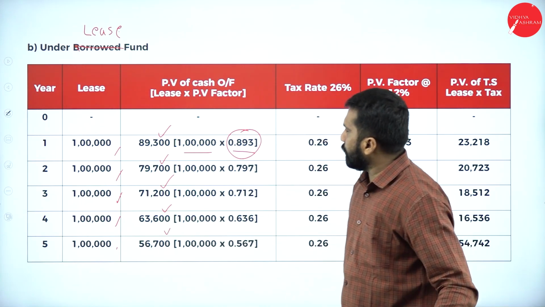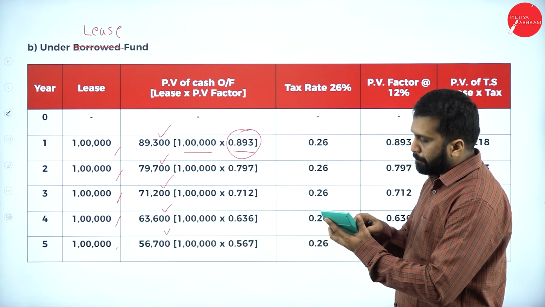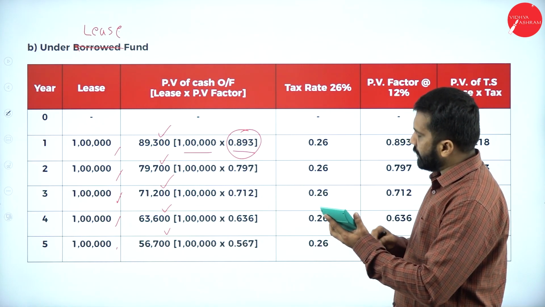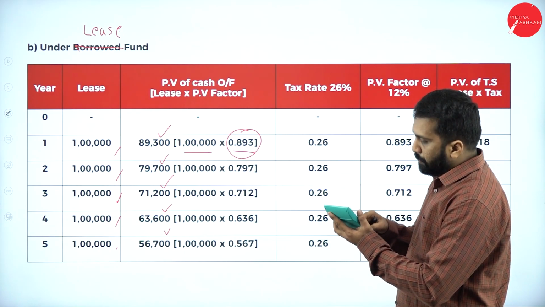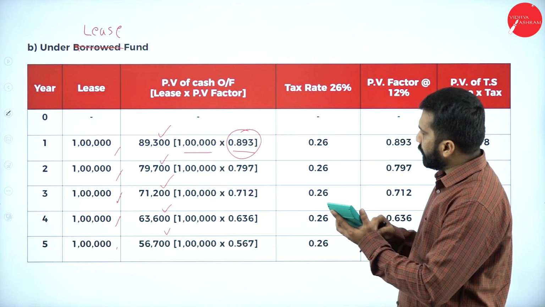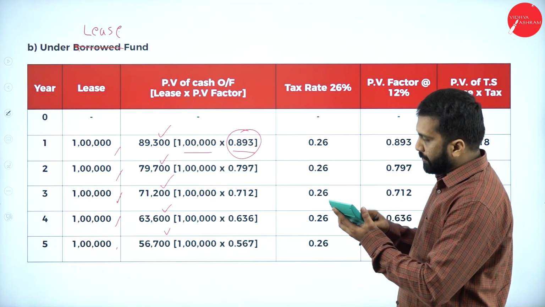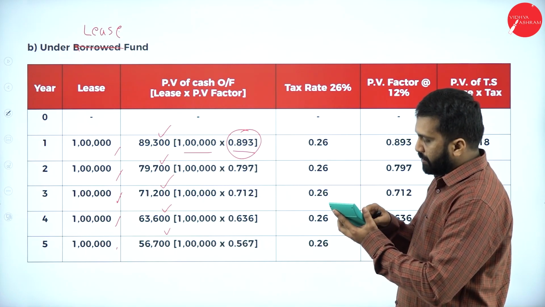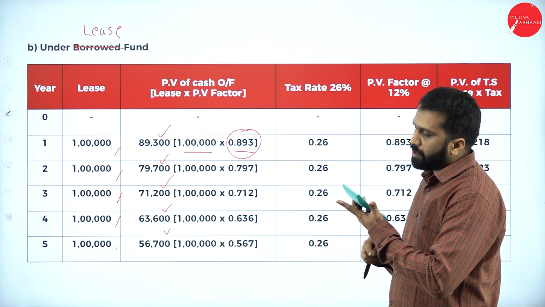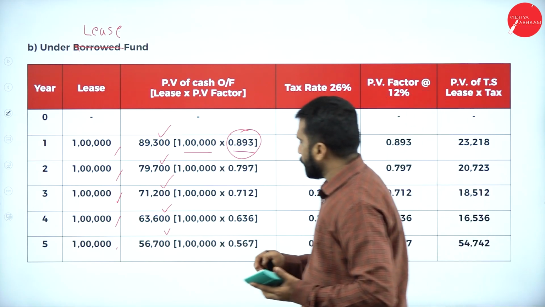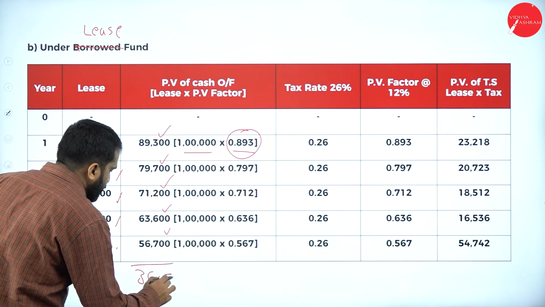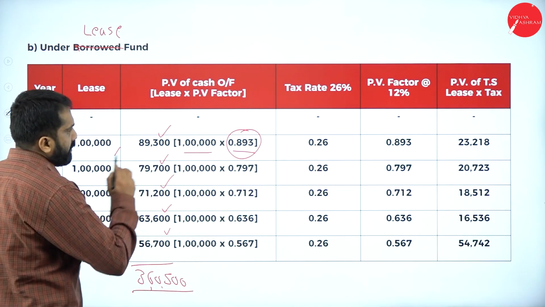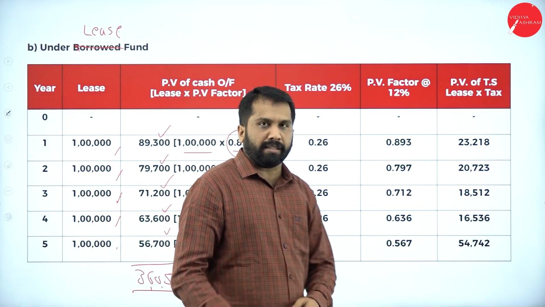Now we'll take a total of this. 89,300 plus 79,700, 71,200, 63,600, 56,700. I got 3,60,500. What is your total? 3,60,500. Similarly, calculate this also.